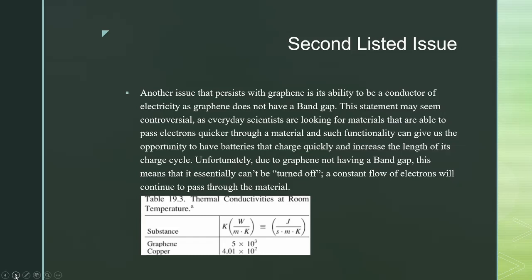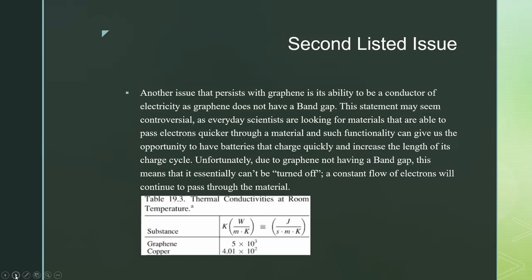The second listed issue with graphene is its ability in being a good conductor, better than copper. The reason for this is that graphene does not have a band gap, meaning it cannot be turned off. A constant flow of electrons will continue to pass through the material. Band gap is important because it determines the color and conductivity of a semiconductor.